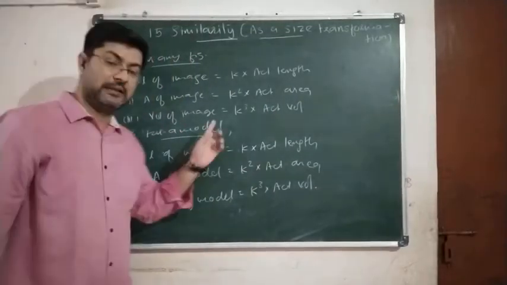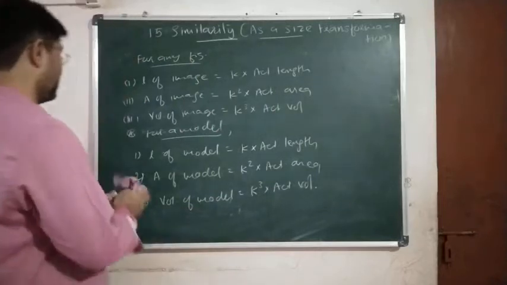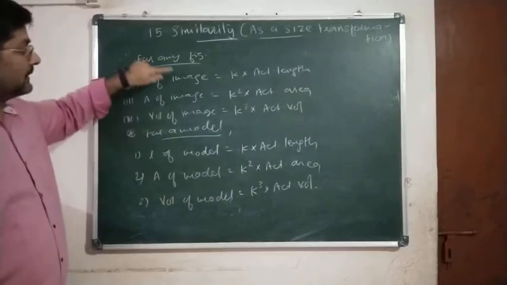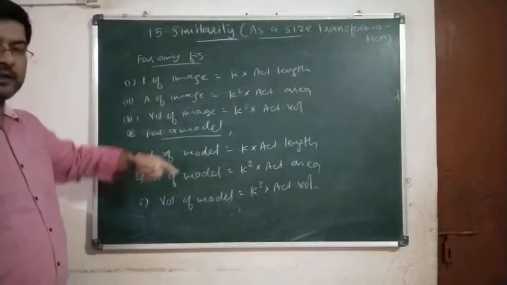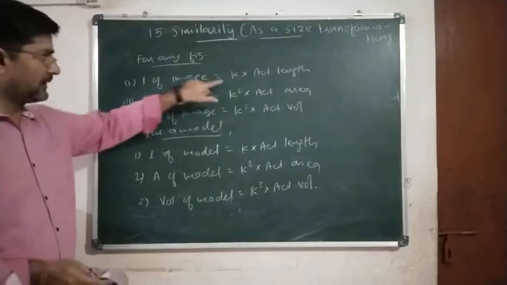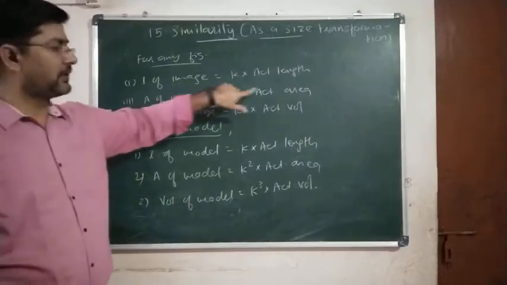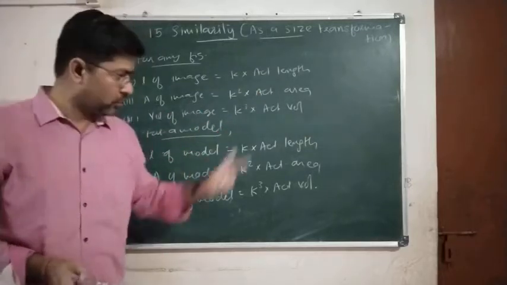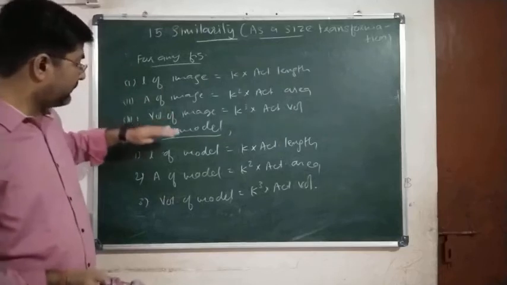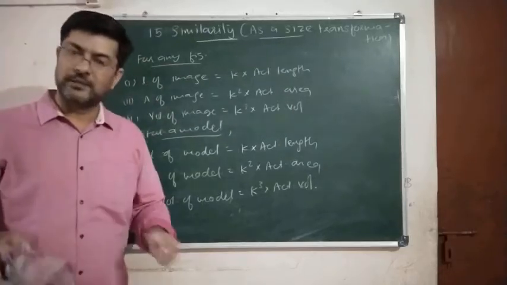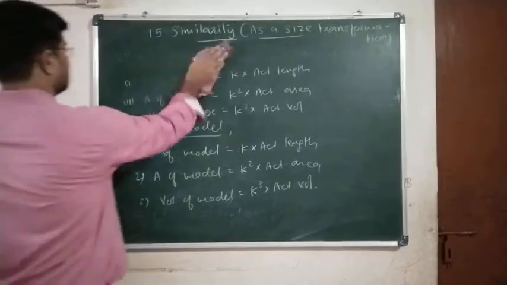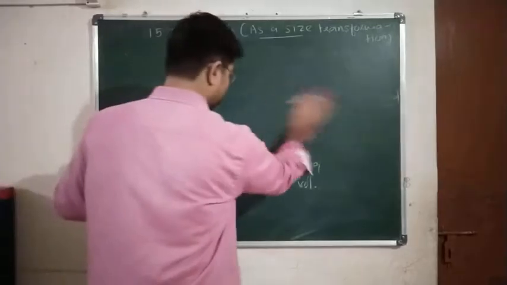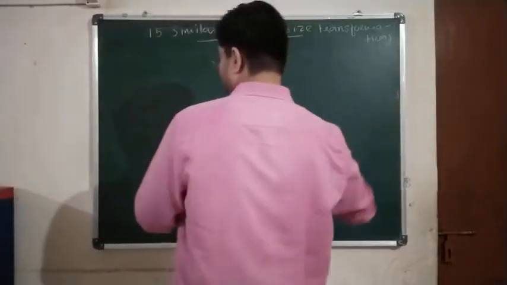Here remember that K is the scale factor. So you will notice that the formulas are similar, only there are changes in the words like image or model or map. Otherwise for length K into actual length, area K square into actual area, and for volume K cube into actual volume. So formula in all the three, for a model, for a map or for any figure remains the same only. Clear? Now let us start the exercise 15. There is only one exercise and it is a small exercise, hardly 10 to 12 questions are there.